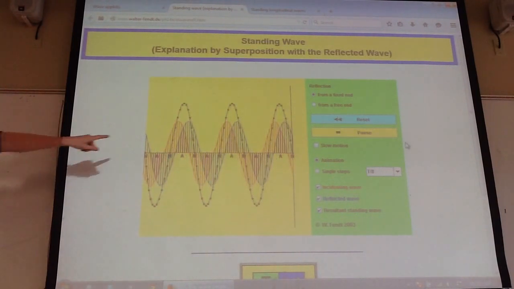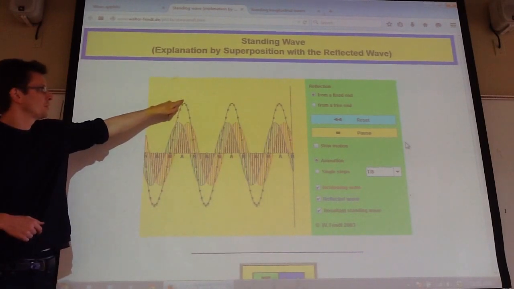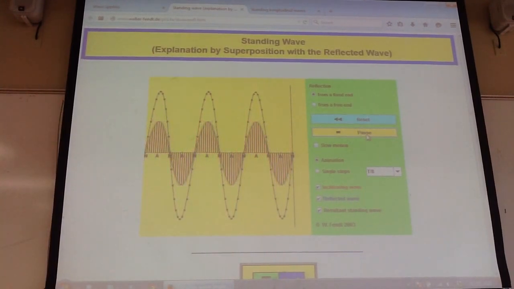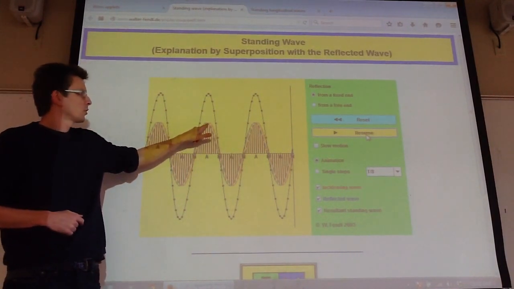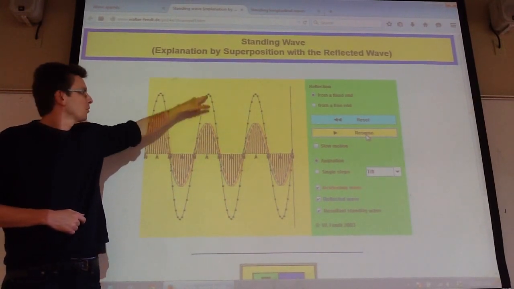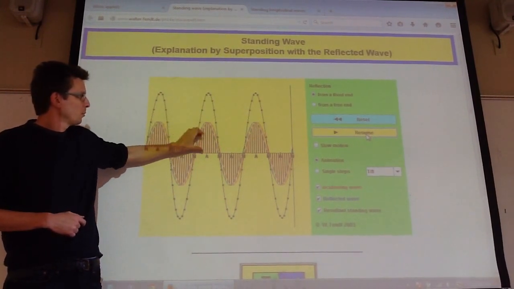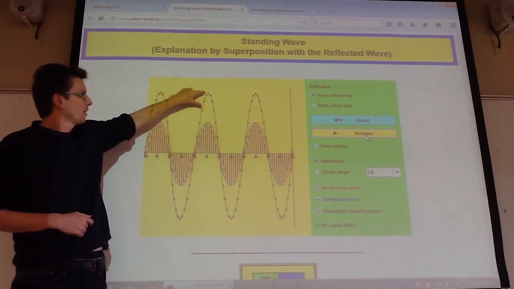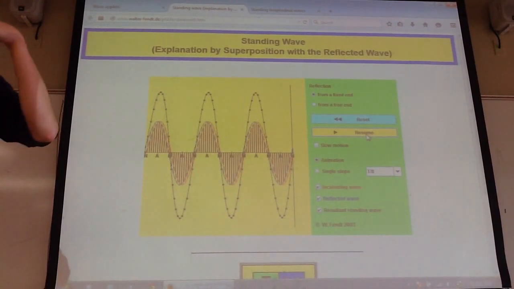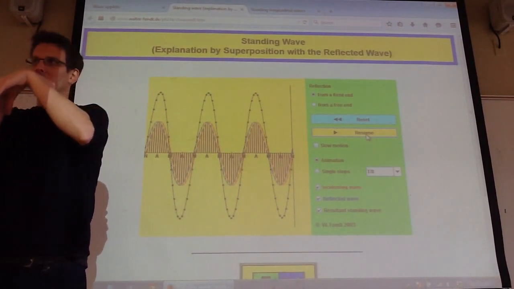So notice here, that's when crest and crest make super crests, right? Let me pause it when the antinode is in full effect here. You can see here, crest and crest, I missed it slightly, but basically, crest and crest make super crest, right? So these are both of a certain height, this is twice that height, right? That's how the antinodes are formed. Whenever one part of the wave is passing from one wave, the other wave is applying exactly the same thing.